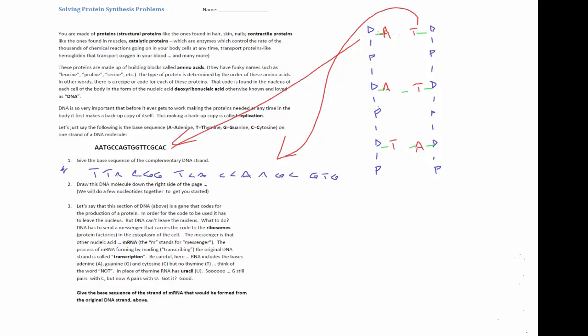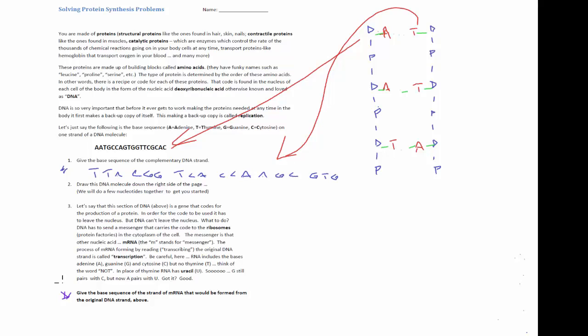The process of mRNA forming is called transcription, or the verb is transcribing the original DNA into a copy. So be careful here. RNA includes the bases adenine, guanine, and cytosine, just like DNA, but there's no thymine. Think of the word not, no thymine. In place of thymine, RNA has a different base called uracil. So G still pairs with C, but now A pairs with U. So the question here is down here, give the base sequence of the strand of mRNA that would be formed from the original DNA strand above.